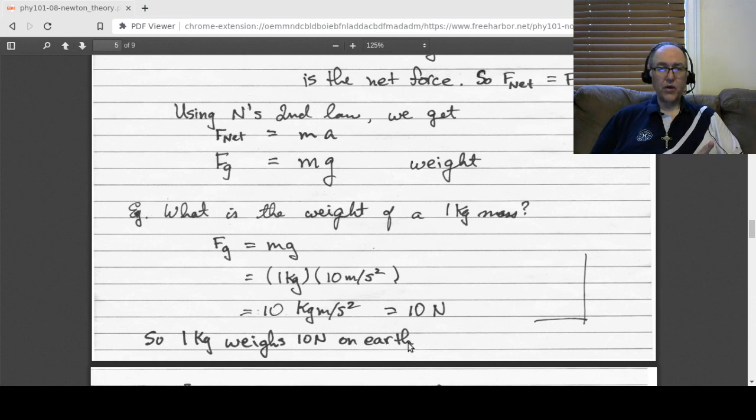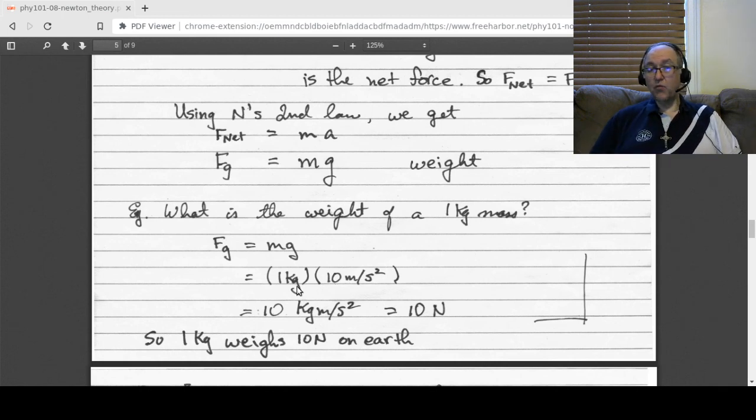Now, why did I say on Earth here? The reason is that's g. G is 9.8, roughly 10 meters per second squared on Earth. If I wanted, in some problem, I could ask you, what's the weight of that 1 kilogram mass on the moon? Then I would have to give you g for the moon, and it wouldn't be 10. I think it's like 1.6 or something like that. Don't quote me on that, all right? But it's a smaller number.